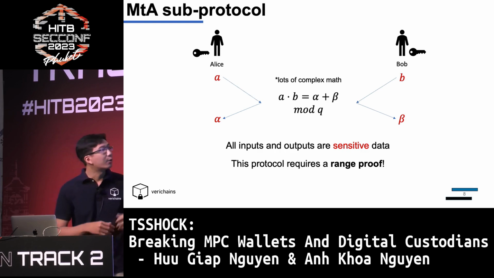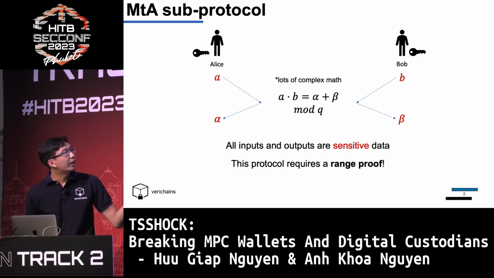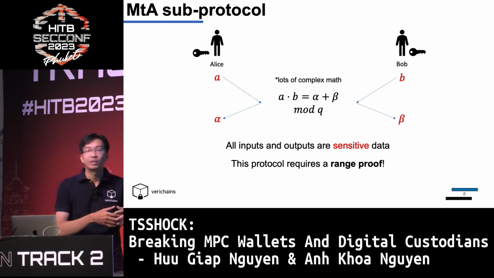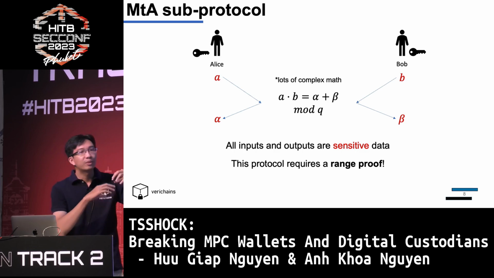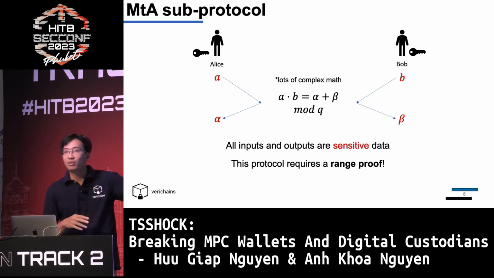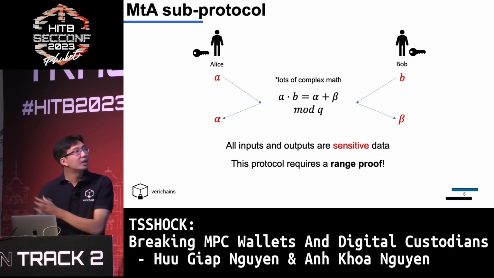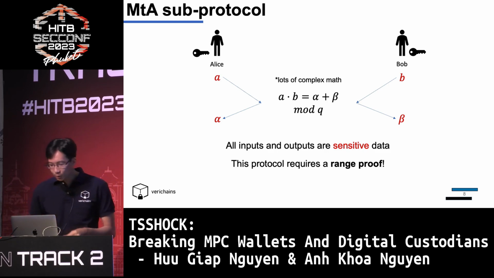Now, this has to do with a lot of complex math. And this a and b are actually encrypted, because it has to go with homomorphic encryption. So this a value and b value must be in a certain range. You cannot say a must be 1, or a must be 0. It has to be some value in some range. So it needs a range proof.